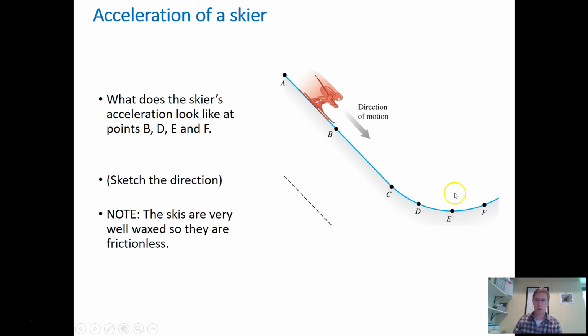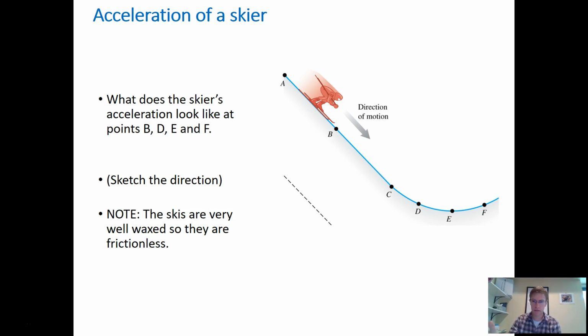All right, points A and C can be a little weird, so let's ignore those. But at point B, what is the direction of the skier's acceleration? Draw it. What about at point D? What is the direction of the acceleration? E and F. Keeping in mind, acceleration is change in velocity, so how is the skier's velocity changing at each of these different points? Pause it, sketch it, try it out.